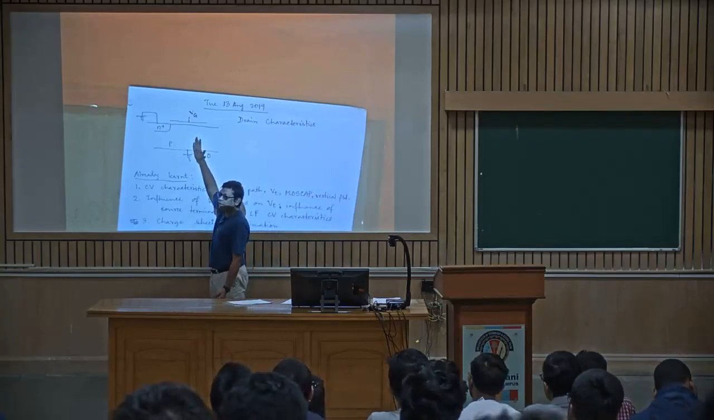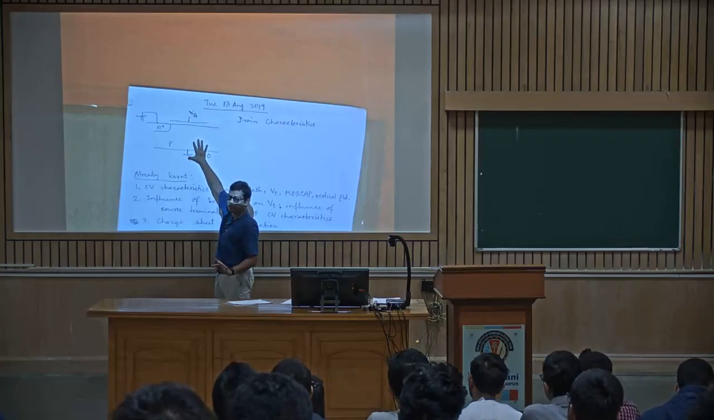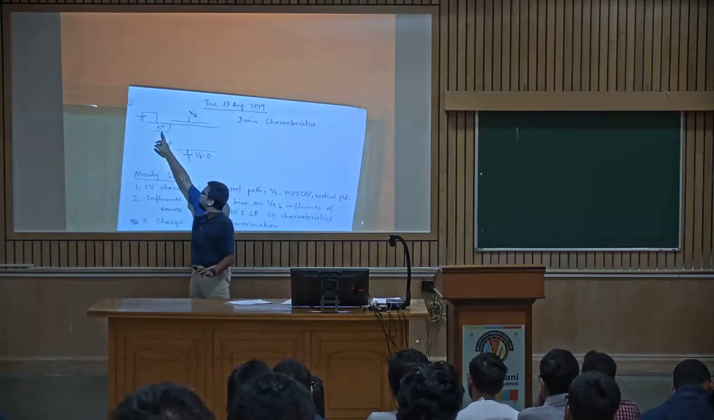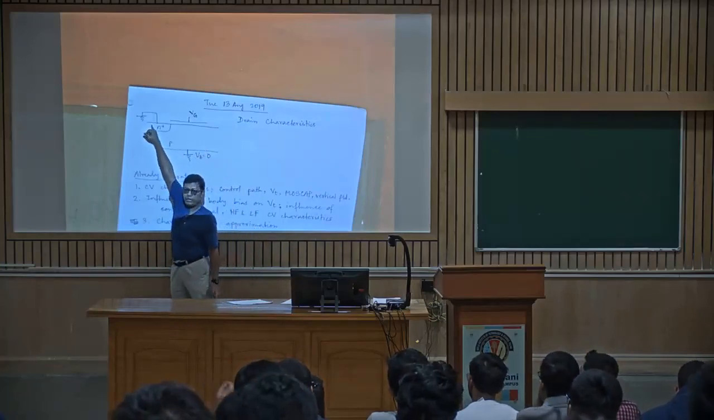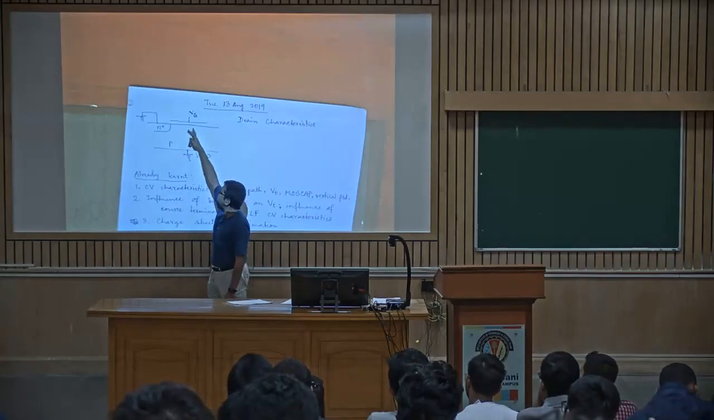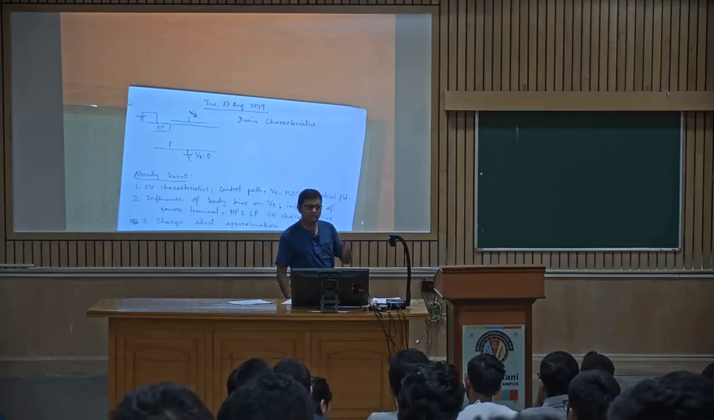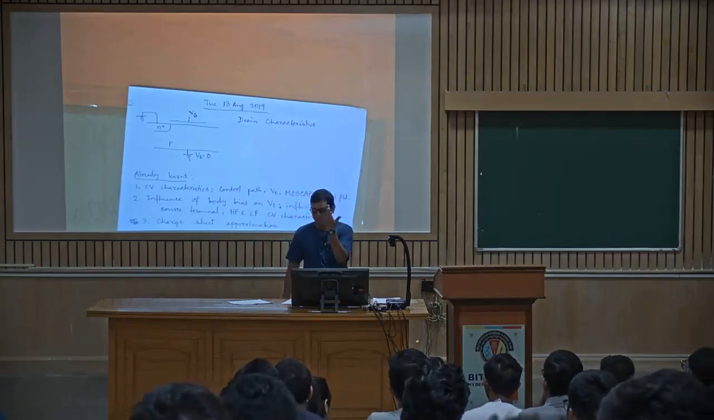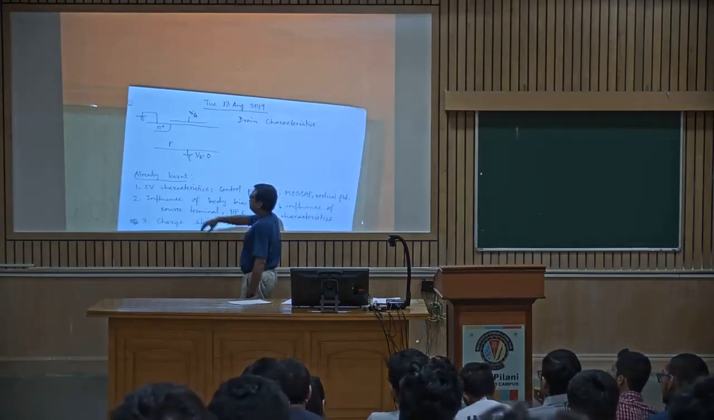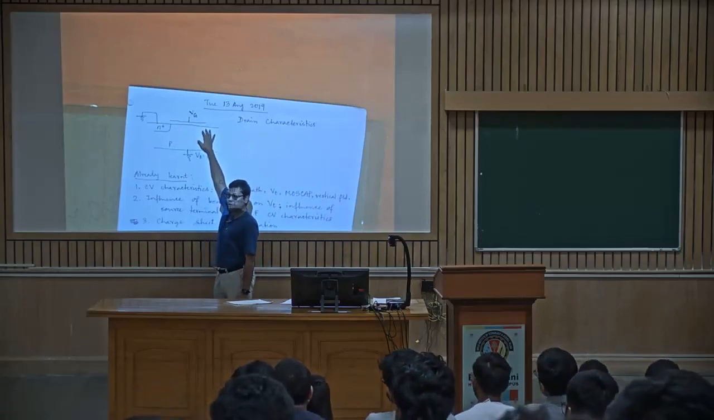Notice the field which we have already generated in this structure: there is no field between this N plus and P because these are all grounded anyway. The only field is VG and VB, so VGB is giving you the field. Which field is this? It's just a vertical field. We do not yet have a lateral field.